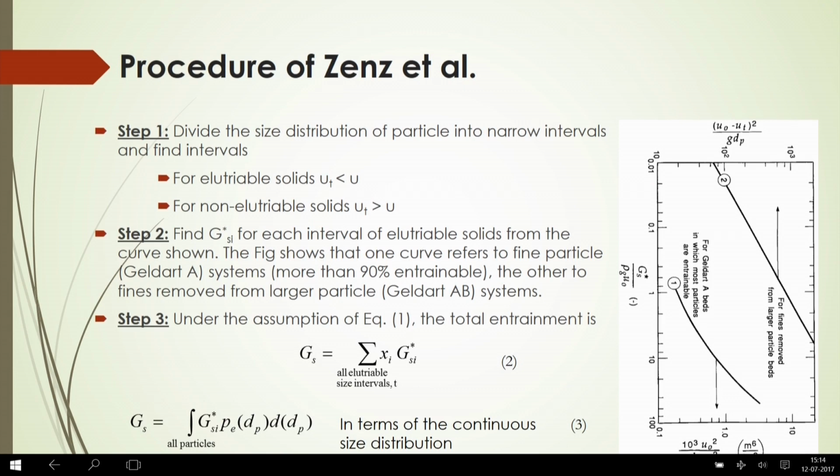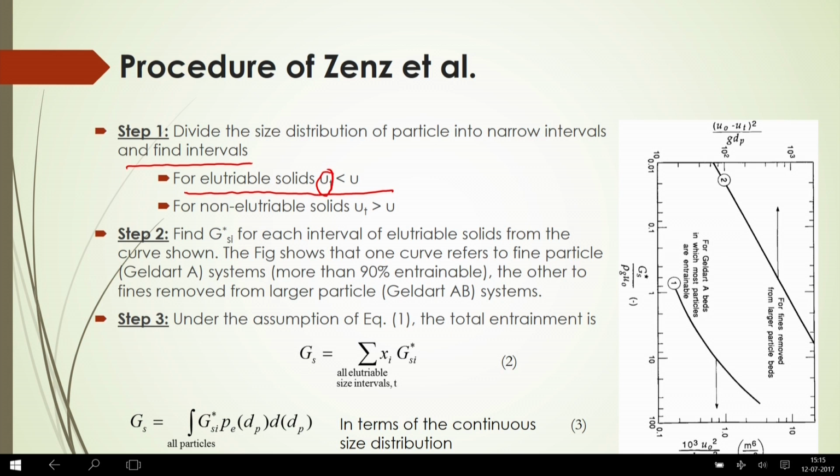Now, the Geldart et al. model. As per that model, you will get the different steps to calculate the elutriation rate. As step 1, you have to divide the size distribution of the particles into narrow intervals, and then you have to find the intervals in such a way that for elutriable solids, U_t is less than U, so this is the elutriable solid.